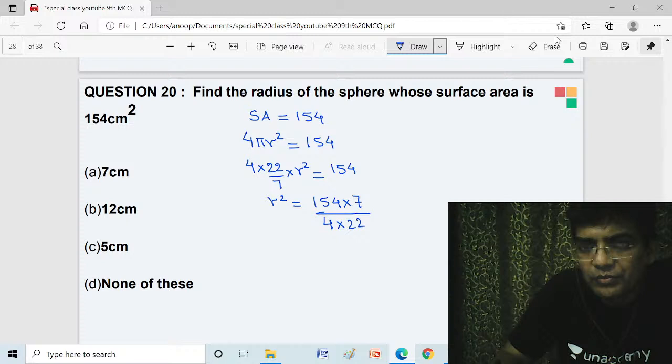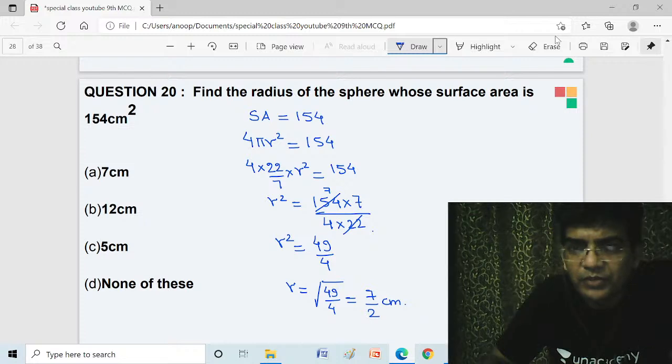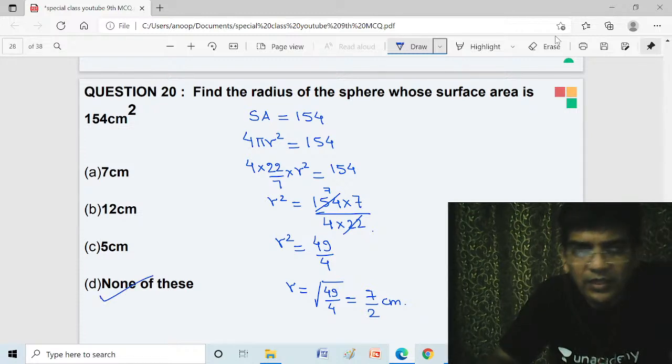So how much will be radius? We will say it will be square root of this. So radius will be 7 upon 2. So we have got the radius as 7 upon 2. The same thing we are asking, find the radius of the sphere. So there is no 7 upon 2 here. So the answer will be none of these. Is clear?